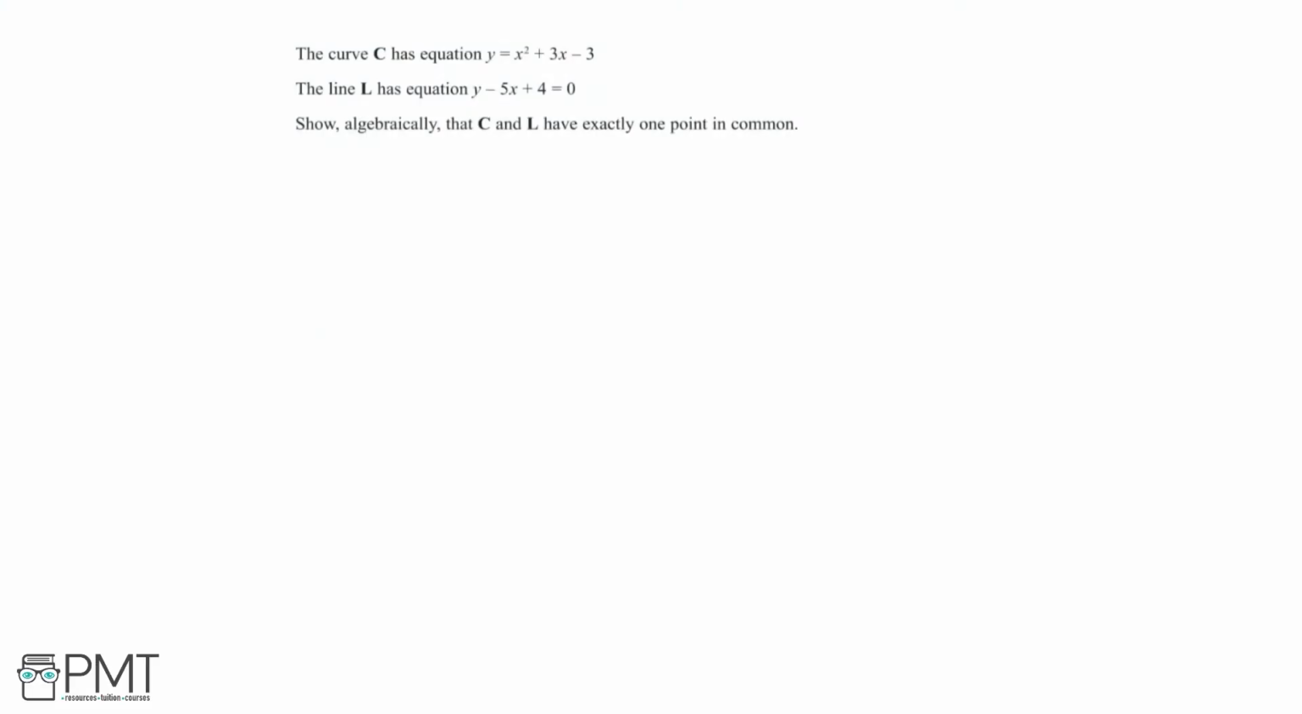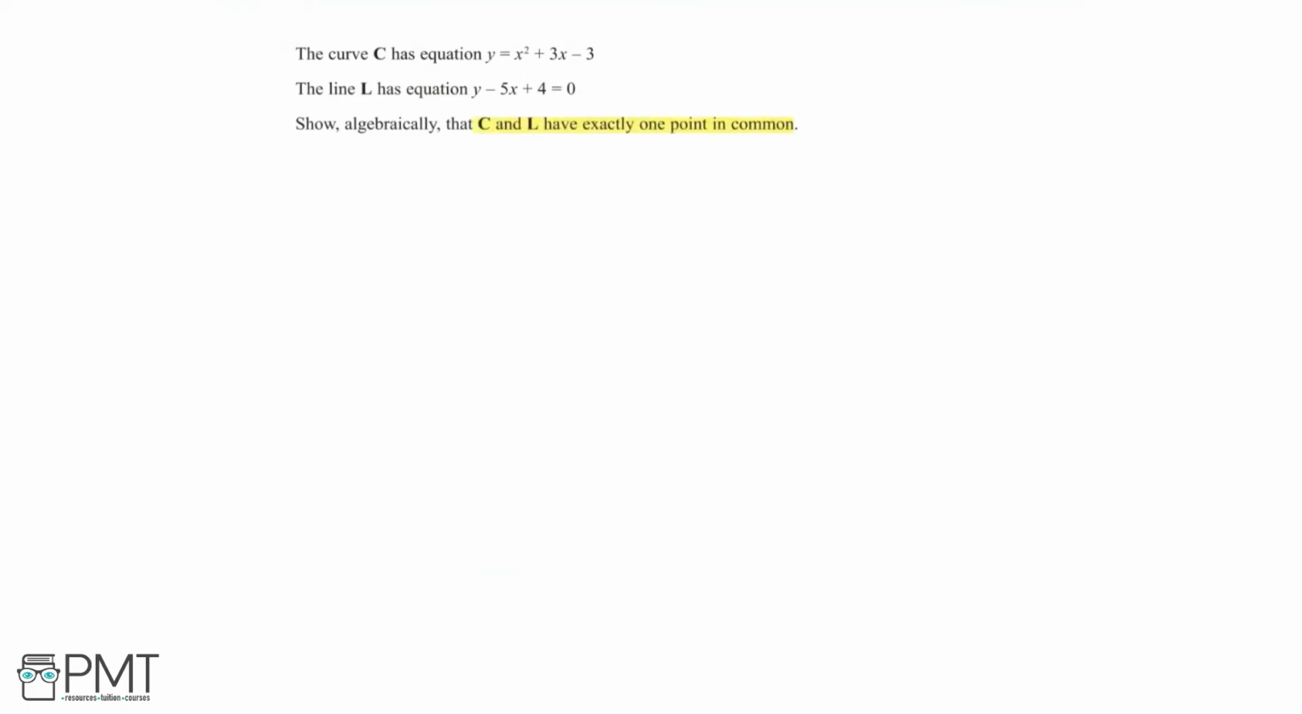Now in this question we have a curve C which has equation y equals x squared plus 3x minus 3. And then we have the line L which has equation y minus 5x plus 4 is equal to 0. We need to show algebraically that C and L have exactly 1 point in common.